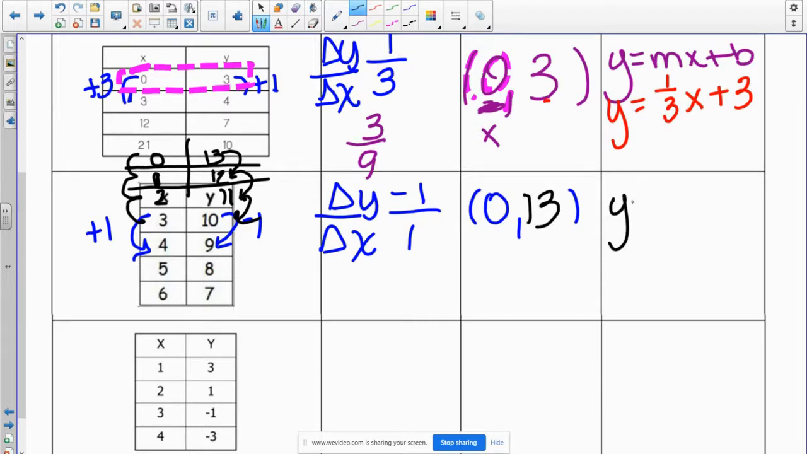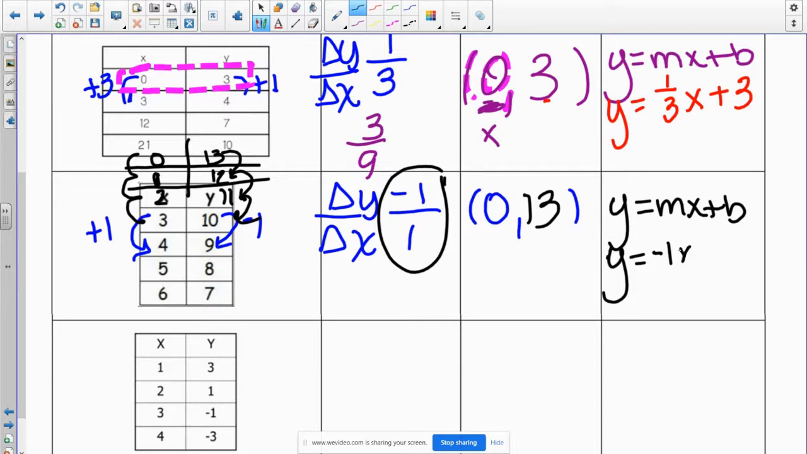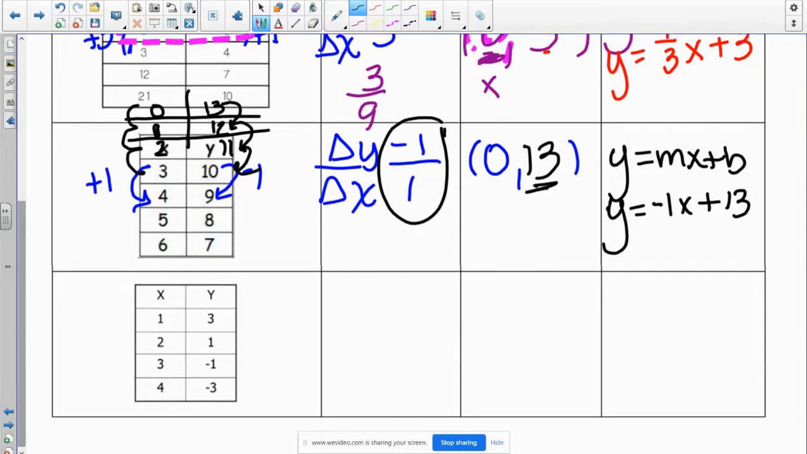Put it into our equation format. So y equals, now you can write it like that, but anything divided by 1 is still that value. So mathematically, we usually just put -1x plus the y-intercept was 13. The last one for this video.